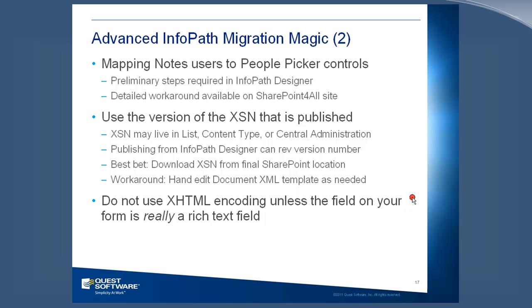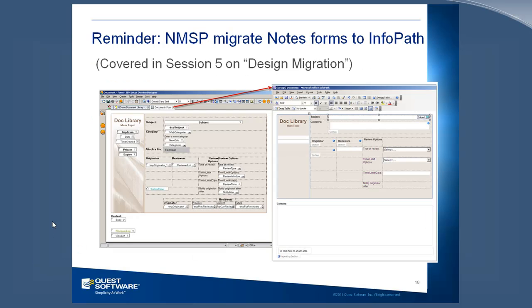If you're mapping to a plain text field in InfoPath, don't try to set XHTML coding, because the migration job will succeed, but then you can't open the document later. If you've got some rich text, you better map it to a true rich text field in InfoPath. It'll let you get away with mapping it to plain text, but then it won't work when you try to open the document. And then the final reminder is you can also generate these InfoPath form templates like we discussed in session 5 in the design migration section, but the design migration is a different issue than the content migration.